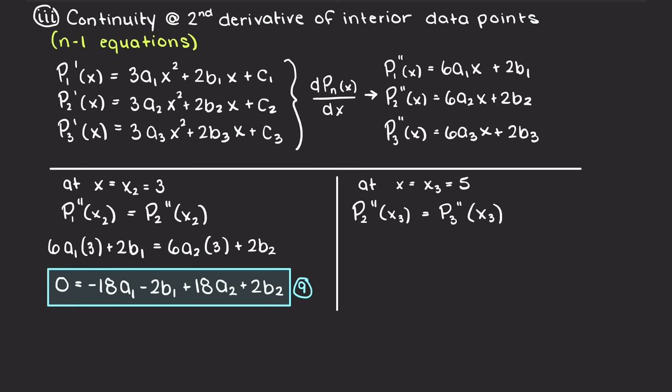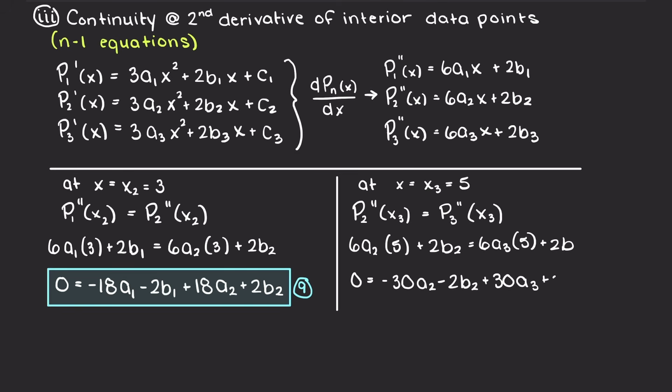Secondly, we can repeat this process with our second interior data point, between p2 and p3. Therefore, we will again take the derivative of our first derivative p2 and p3 functions we found earlier and evaluate them at x equals x3, which is 5. And again, we will rearrange this equation to put all variables on one side and just leave our constant, which is 0, on the other side of the equation. Now, as you can see, we have 10 equations and we are only missing 2.